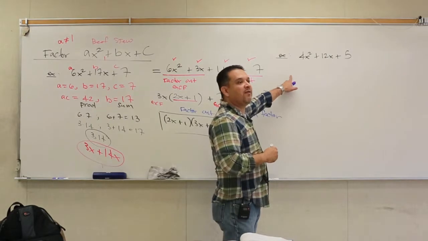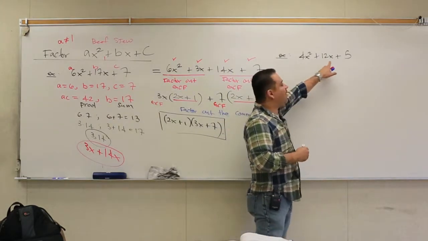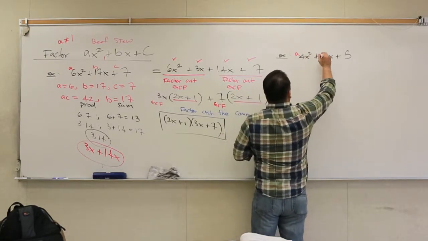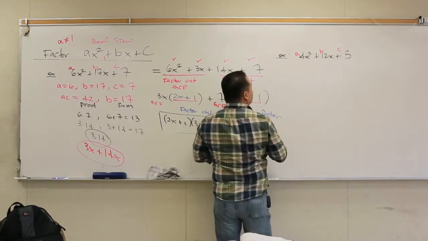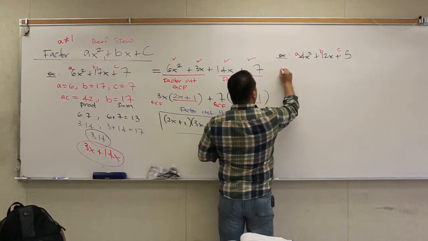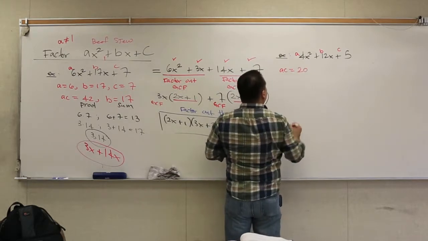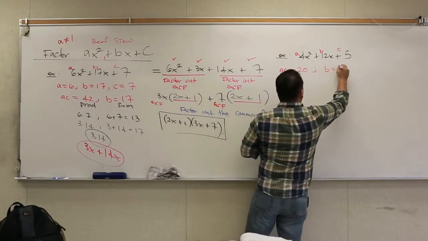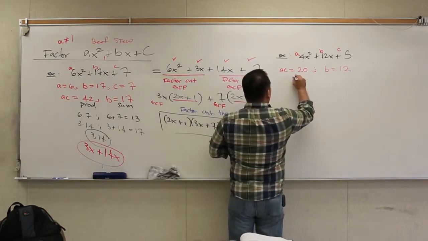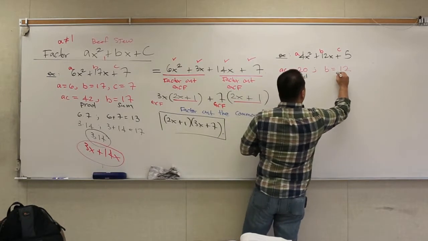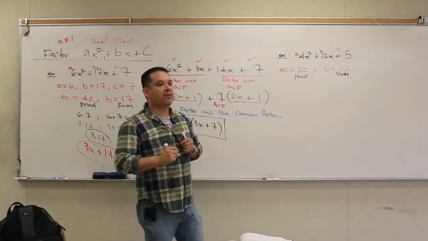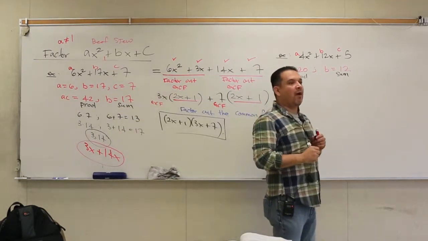Isn't this a beef stew problem? Because you can't factor 4, 12, and 5. Greatest common factor is 1. So let's go through the process. This is A, this is B, this is C. So what is A times C? Isn't that 20? What is B going to be? 12. I have to find two numbers whose product is 20, but whose sum is 12.